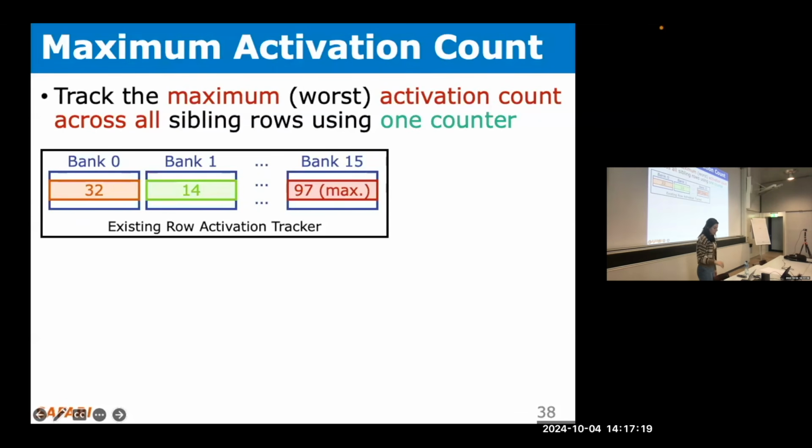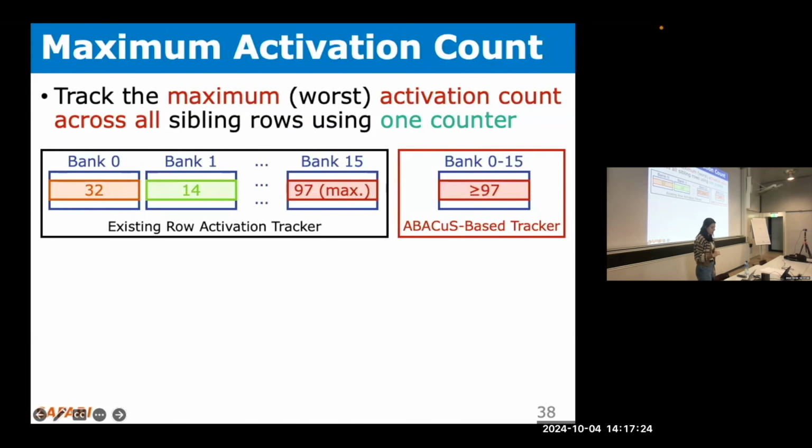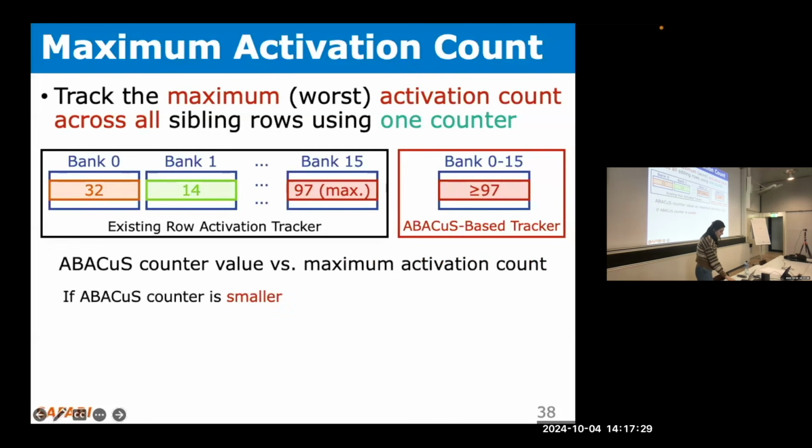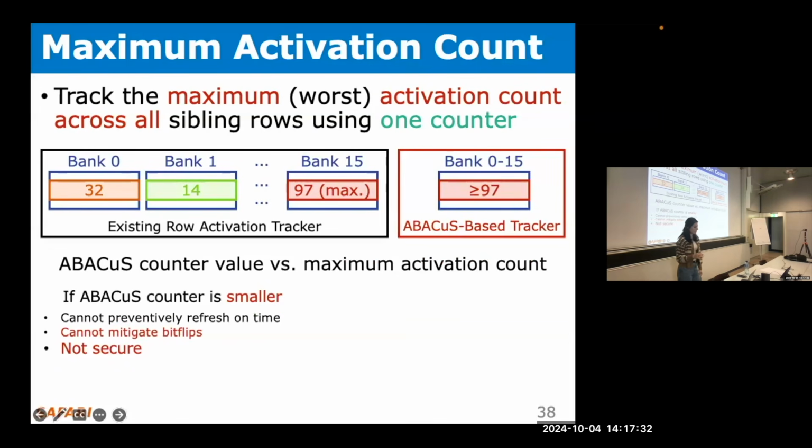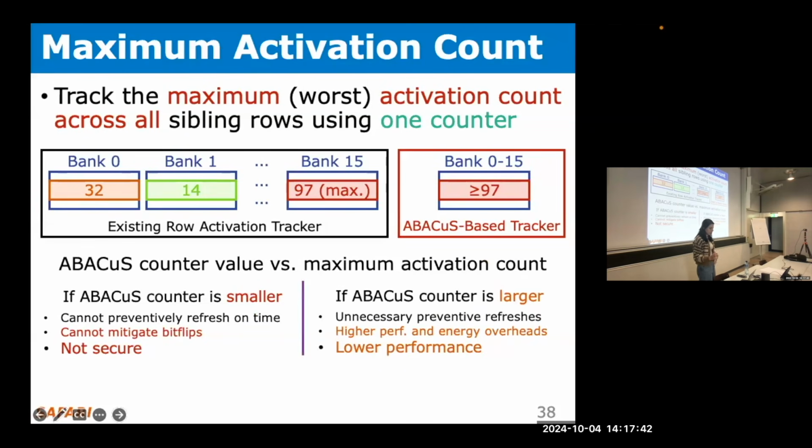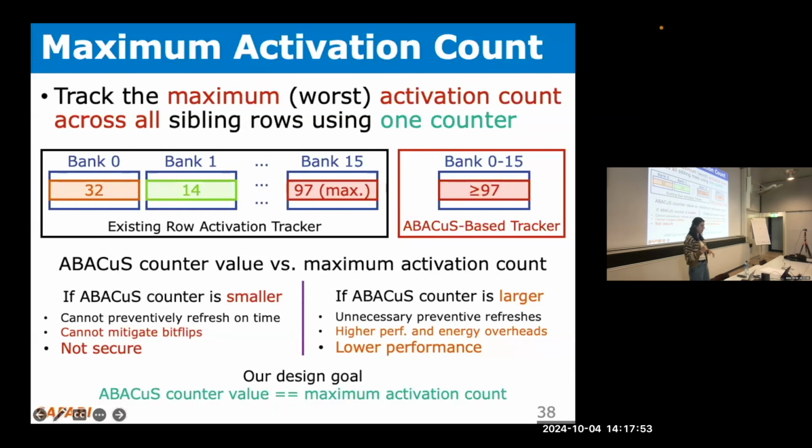If, for example, the activation count of sibling rows look like this, then the Abacus counter value for the sibling rows will be equal to or larger than 97. Why? Because if the Abacus counter is smaller than the maximum activation count, we cannot mitigate bit flips. Therefore, this would make the mechanism not secure. If it's larger, we will have increased performance and energy overheads from unnecessary preventive refreshes, so we will have lower performance. And because of these two reasons, our key design goal for Abacus is to keep its counter value equal to the maximum activation count.